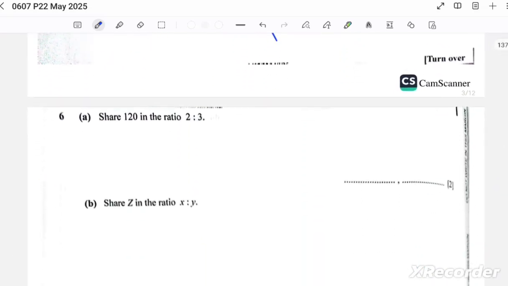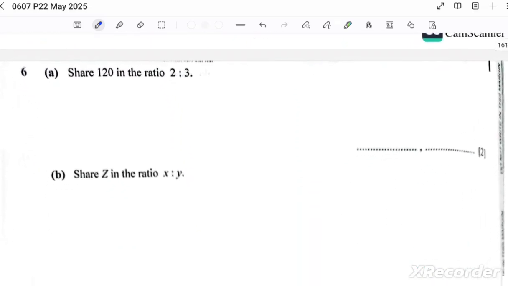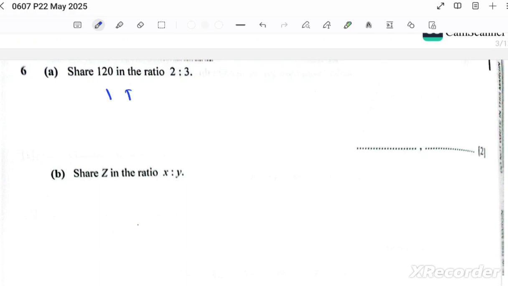Next question. Share 120 in the ratio of 2:3. So we have the total, which is 120, and we need to share. So in this case, let's find one part. One part is the total divided by the addition of the ratio. So 2 plus 3. So it's 120 divided by 5. So the answer is 24.